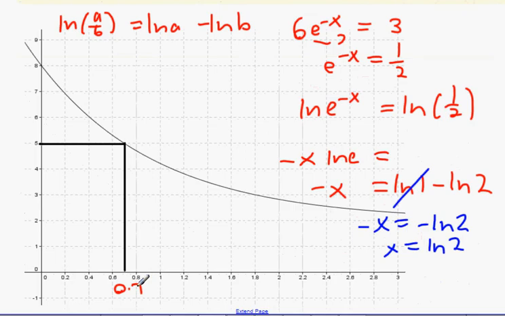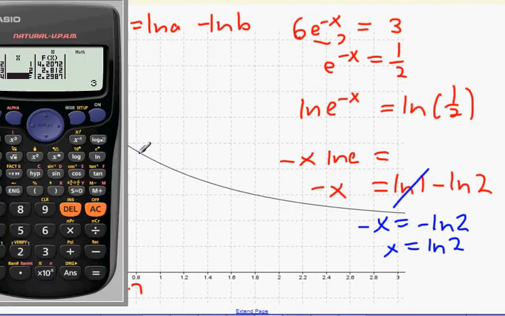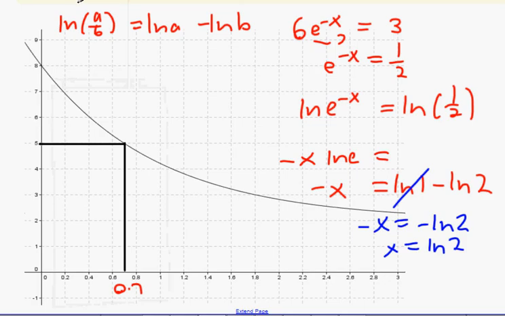ln 2 should be a number very close to 0.7. Is that the case? Can somebody find ln 2 on the calculator? 0.69. Couldn't have been any closer if we tried. Or it could have been slightly closer, but you get the gist. Okay? Now, everybody happy with that?